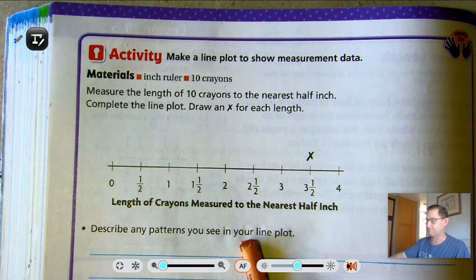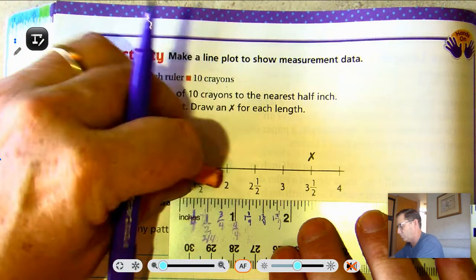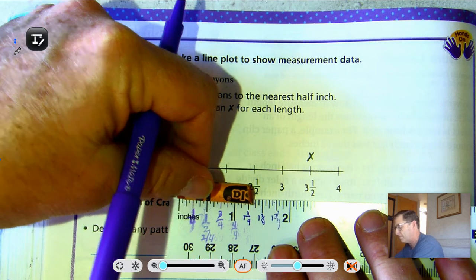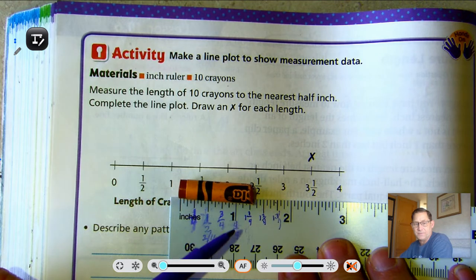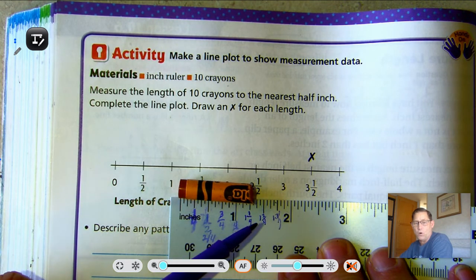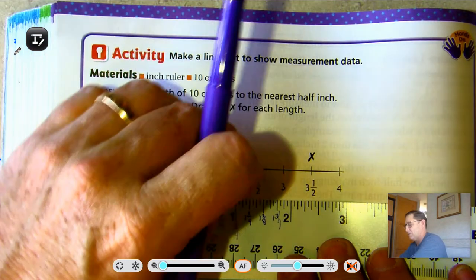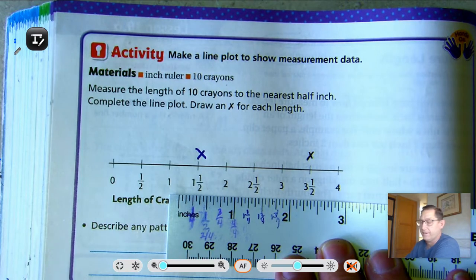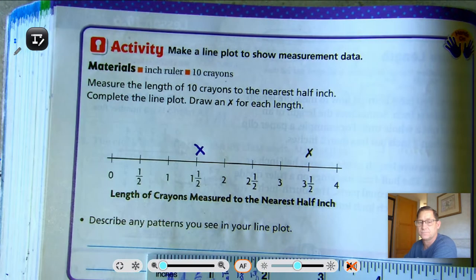So here's my first one. I'm going to line the ruler up, the end of the crayon with 0, and then I'm going to see which half it's in between. It's in between 1 and 1.5. It's closer to 1.5. So I'm going to put an X above 1 and 1/2. So one of my crayons, that's what this X means, is 1 and 1/2.